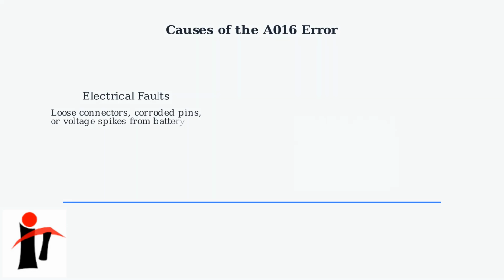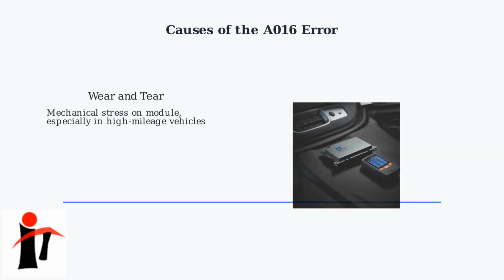The A016 error can stem from several factors. First, electrical faults such as loose connectors, corroded pins, or voltage spikes from the vehicle's battery can disrupt the SCCM's function. Second, software glitches like firmware corruption during over-the-air updates can cause the module to malfunction. Third, wear and tear on the module from repeated use, particularly in high-mileage vehicles, can lead to hardware degradation.